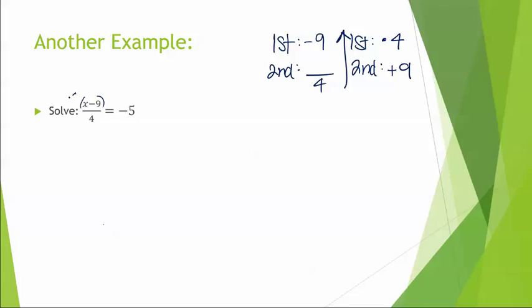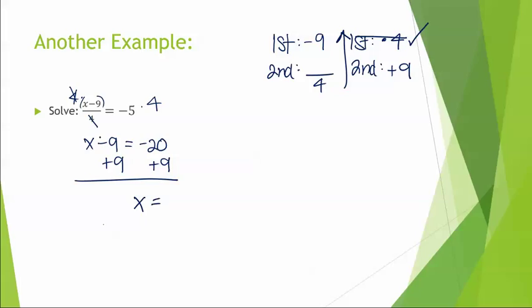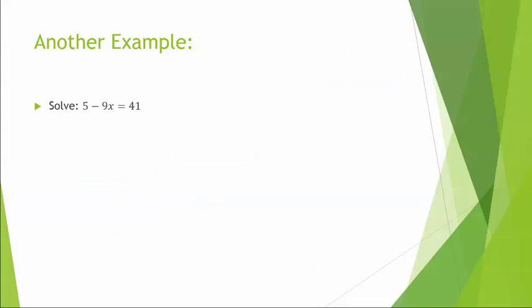So let's go ahead and do that. I'm going to multiply both sides by 4. And what happens is these 4's cancel. And we get x minus 9 equals negative 20. Step 1 is done. Then I'm going to add 9 to both sides. And negative 20 plus 9 is negative 11. And there's our answer. Okay, one more example.